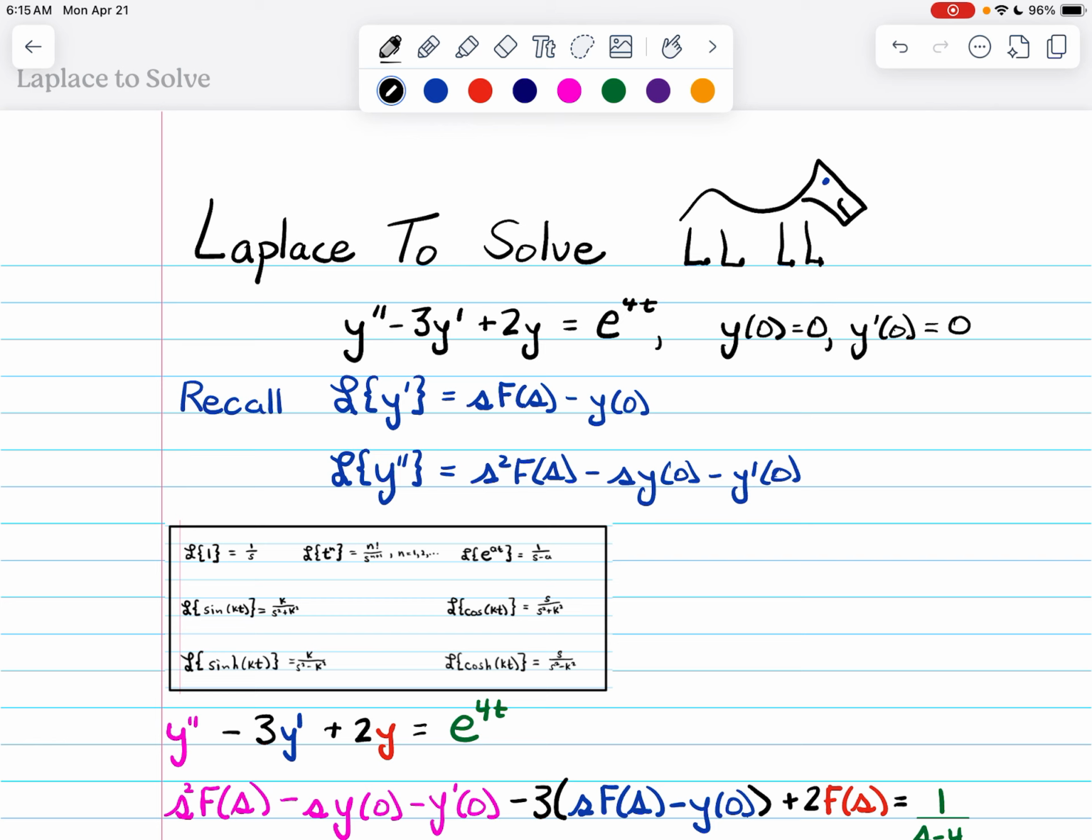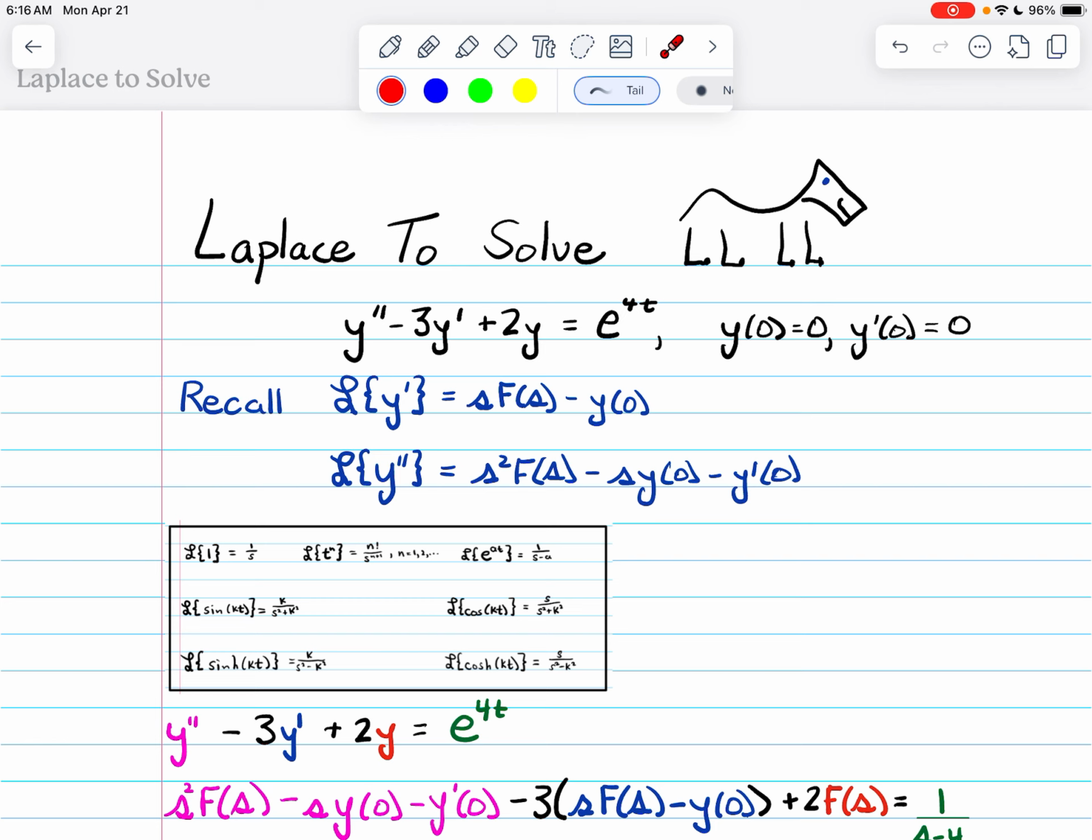So let's go back and just review how we can use these Laplace transforms to solve. So we've got here a differential equation. And what we want to do is find the Laplace transform for each part of this. And notice we've got these initial conditions. So we've got y of 0 is 0, y prime of 0 is 0.